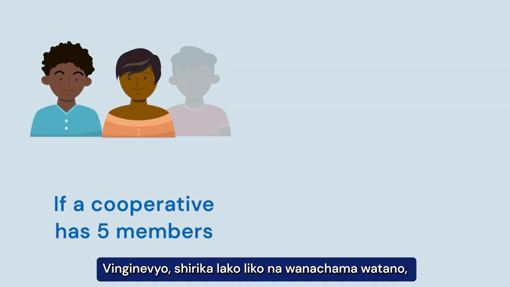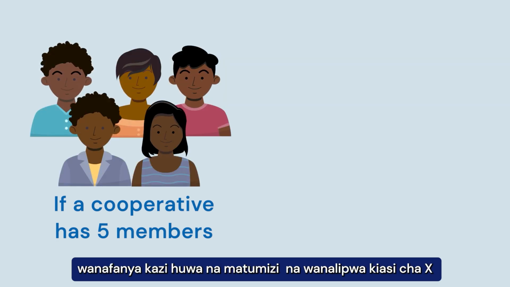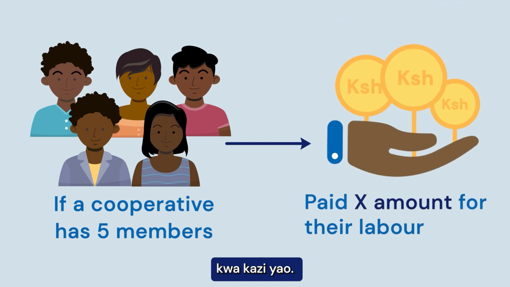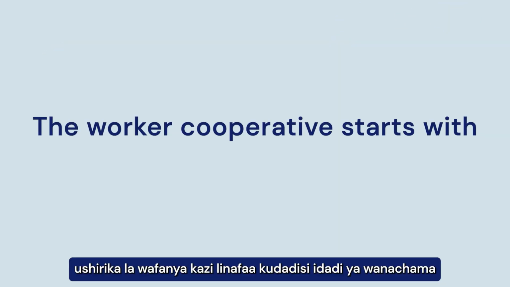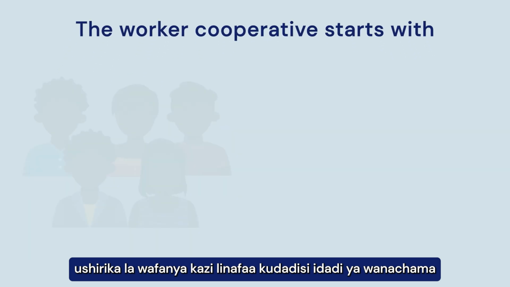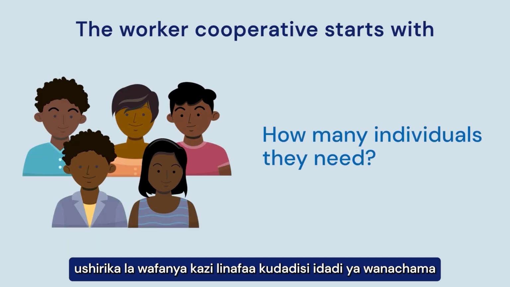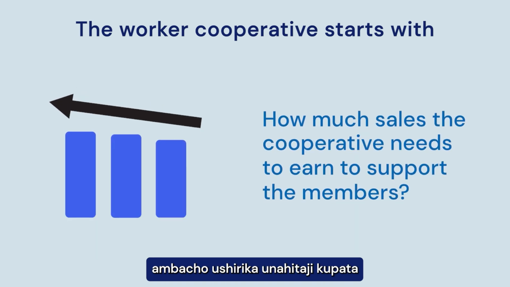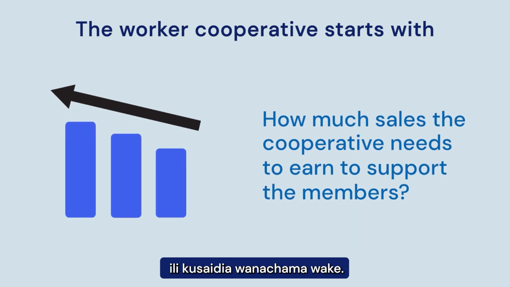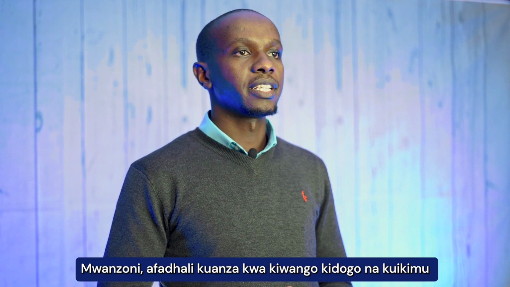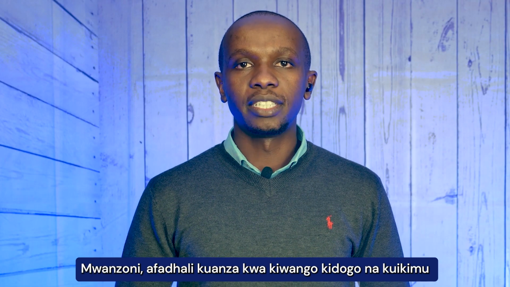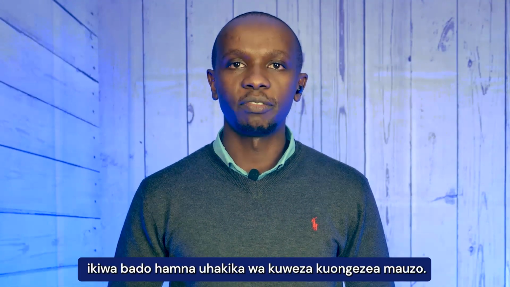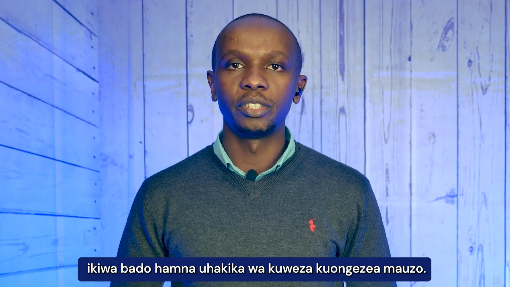Alternatively, if a cooperative has 5 members, they work in car expenditures and are paid X amount for their labor. The worker cooperative starts with how many individuals they need, what they need to make, and how much sales the cooperative needs to earn to support the members. It's best to start small and completely support those. Only add members if you are confident in your ability to increase sales.